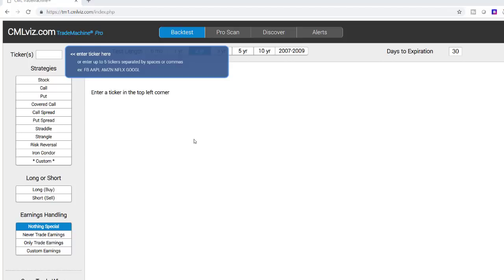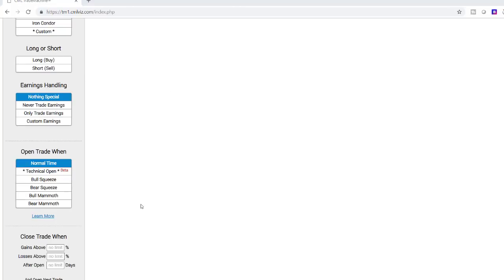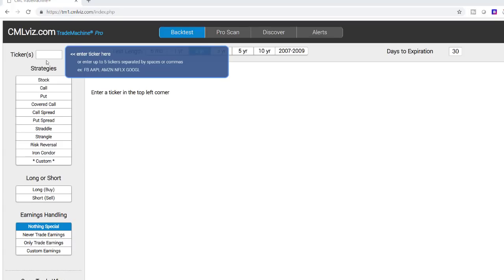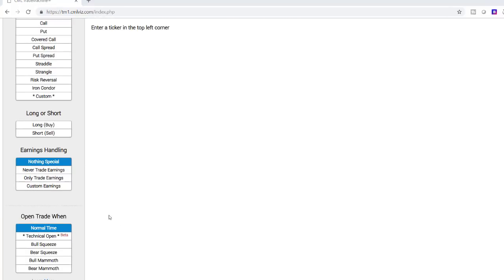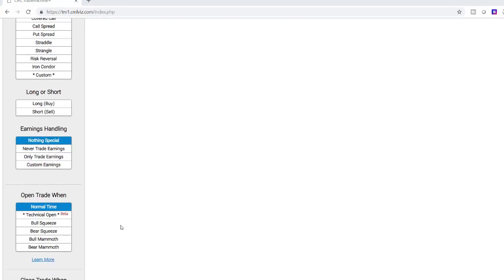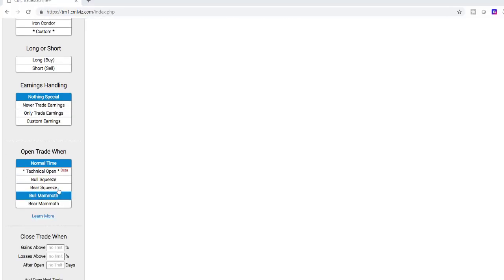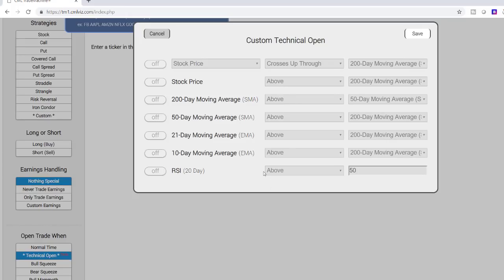You don't have to download or do anything. It's all in the browser. And I'm going to build the strategy. So right now, we enter our ticker and the strategy, but first thing, I want to go through the technical open. So this is an option. There's some other things here that they have, but let's go through the technical open.